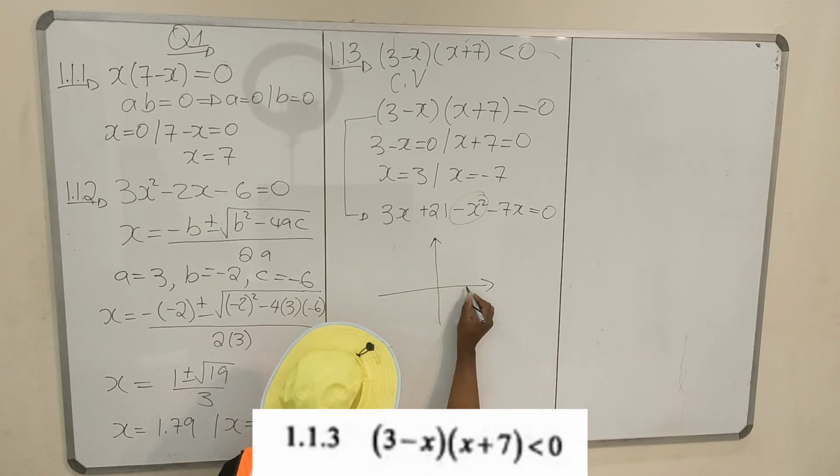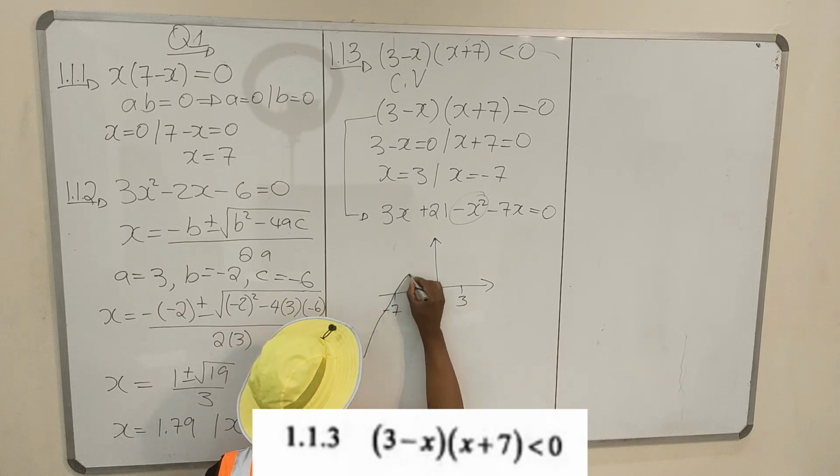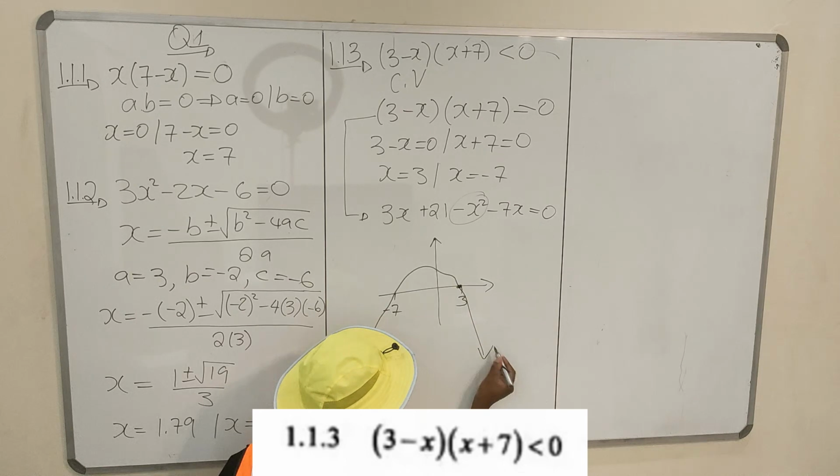What are the factors? It's 3 and minus 7. Our graph is sad, just like this.